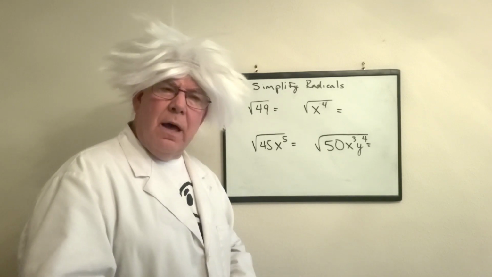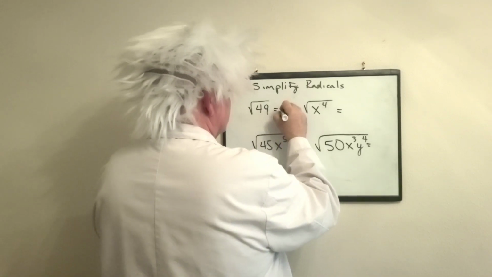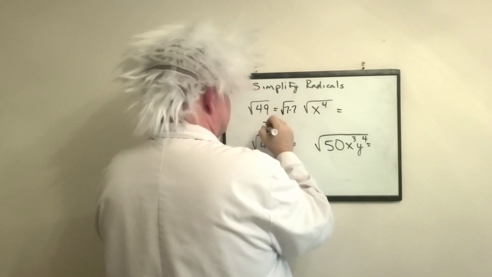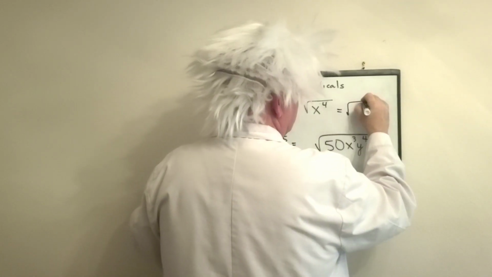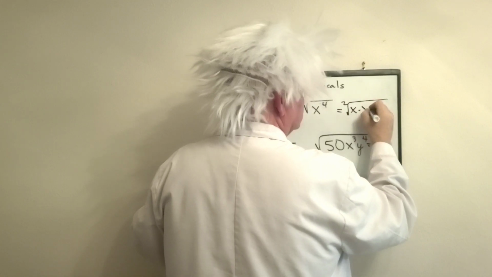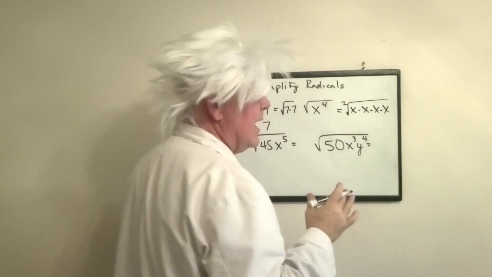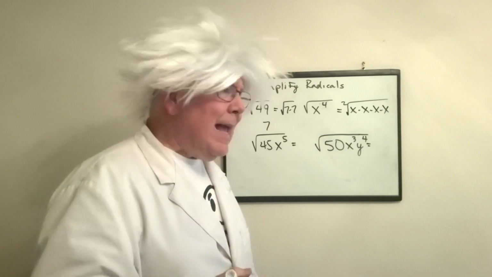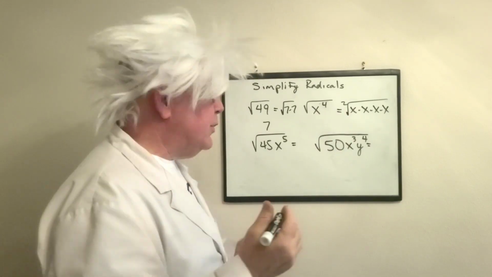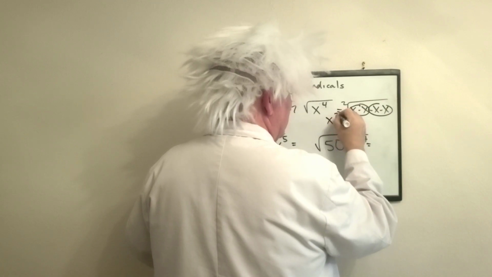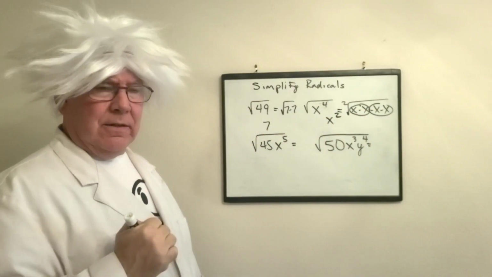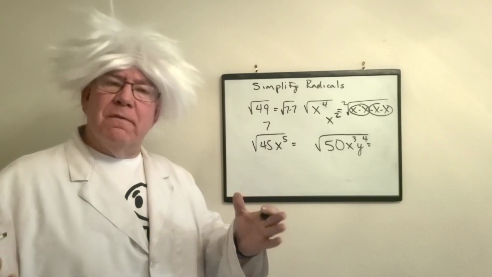What's the square root of 49? Well, the square root of 49 is going to be 7 times 7, which is 7. Now, this one, square root of x to the fourth. We're going to break this like this: x times x times x times x. Now, remember, when we're bringing out the square root, we have to have two. So I have one set here, I have one set here. So how many sets do we have? I have 2 sets.